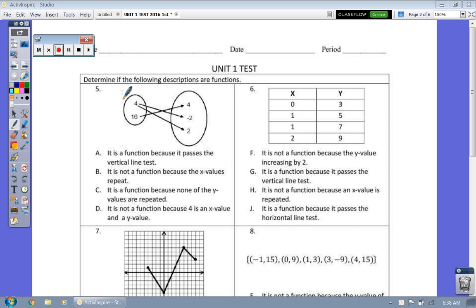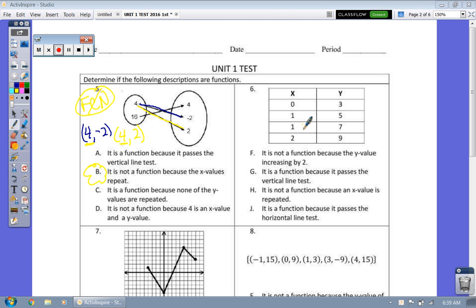Number 5, determine if the following descriptions are functions. So look at this right here. If I were to write these out as coordinates, so let's change to a different color here. So this first one is 4, -2. And then the other one's going to be 4, +2. And what did we say? That if you see 2 x's that repeat, we already know that this is not a function. So we just have to find the answer choice that represents that. It is not a function because the x values repeat, so my answer choice is B.